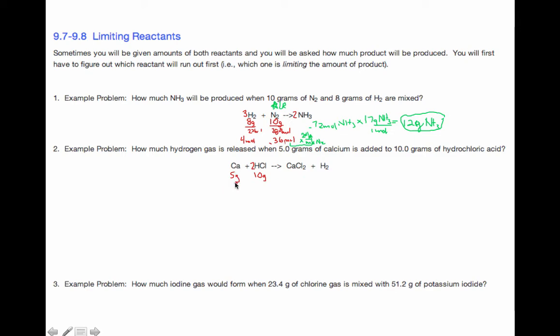So I take the 5, I divide by the molar mass of 40 grams per mole. And this will be 0.125 moles. The molar mass of HCl, I do not use the 2 here, okay? Please don't use the coefficient at this point. When you get to moles, you just take the 10 and divide by the molar mass of HCl, and that ends up being 0.27 moles.